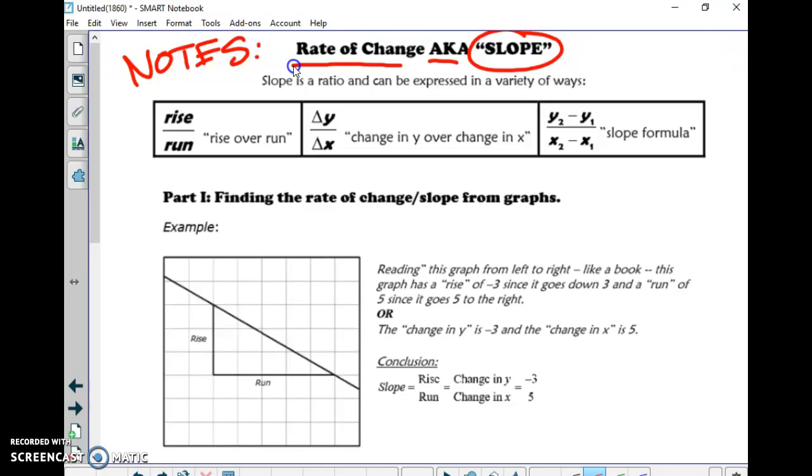All right, so, now that we got that out of the way. Rise over run. So look at this first box here.